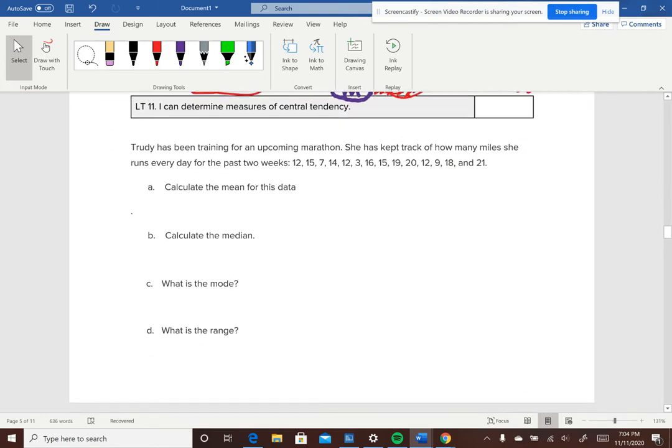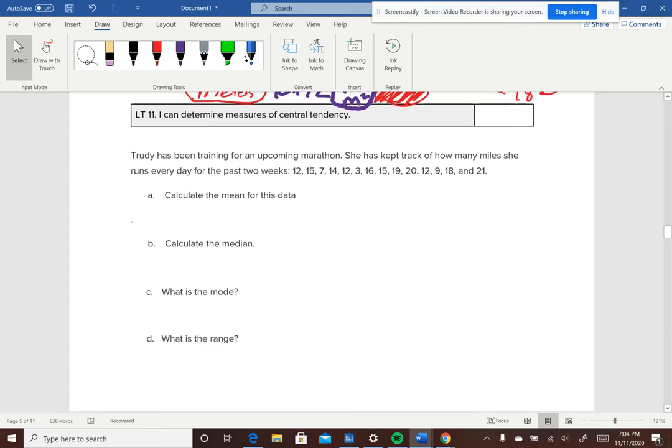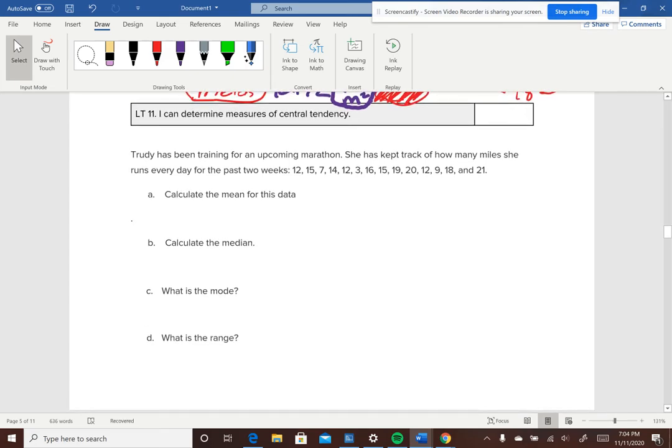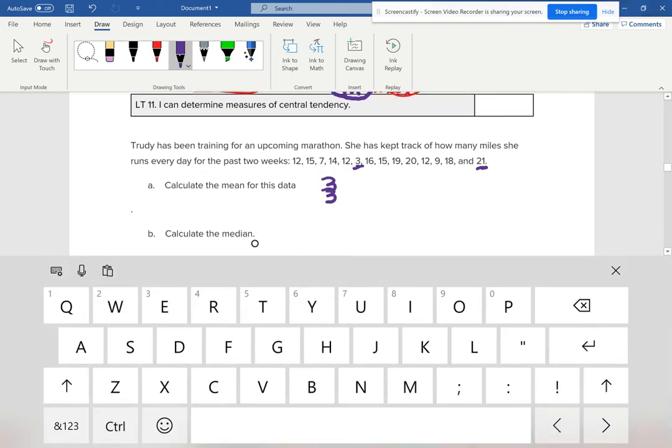All right, now we're looking at learning target 11. I can determine measures of central tendency. Okay, so the first thing I am going to do just to help me out here is put these numbers in order from least to greatest. So it looks like 3 is my smallest number and 21 is my greatest number. So let's go ahead and start with that.